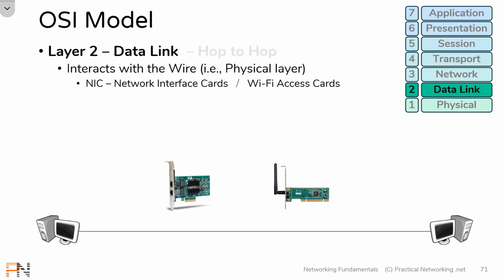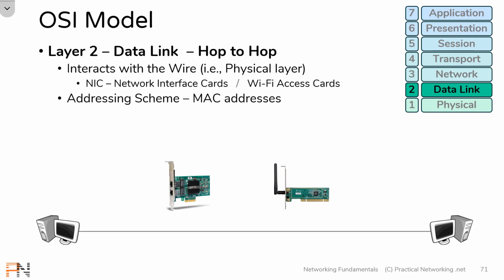The overall goal of layer 2 is what I'm going to call hop-to-hop delivery. Meaning, layer 2 exists to take ones and zeros from this NIC and move it to the other NIC. This is what I'm calling a hop. Now, to accomplish this goal, layer 2 is going to use a specific addressing scheme.